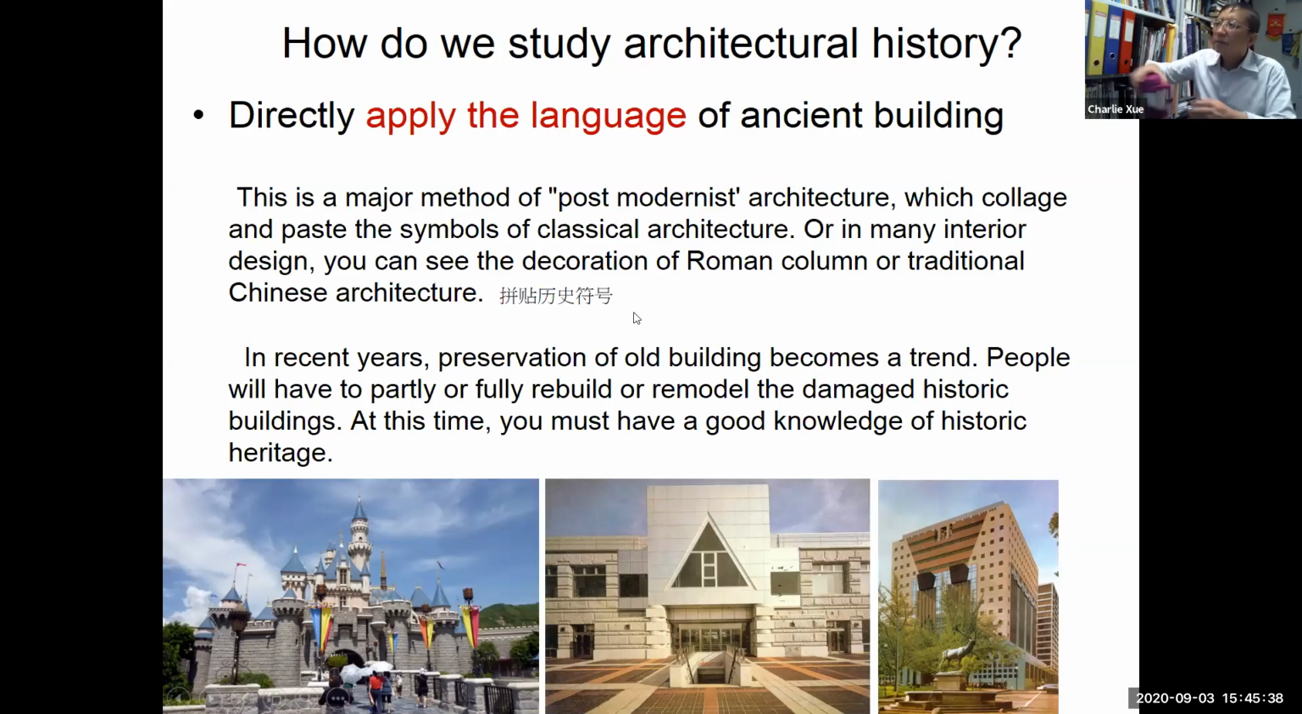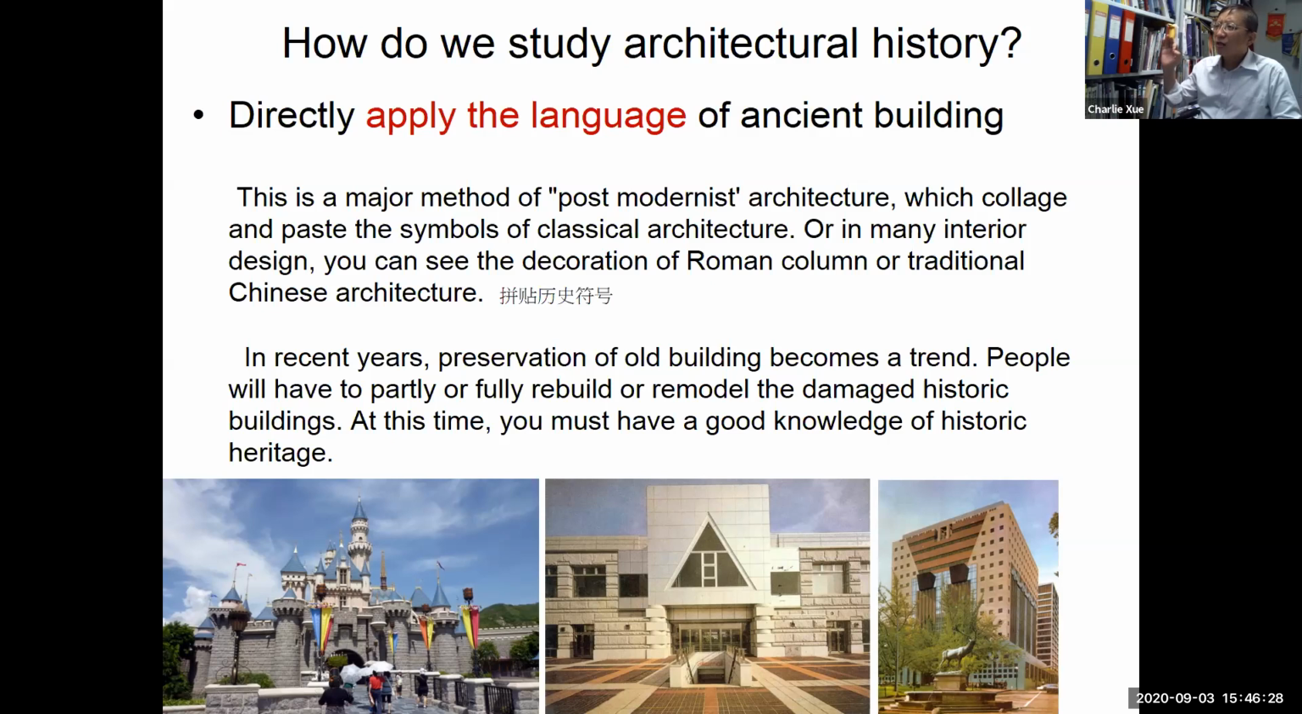Some architects use historical symbols to build their new buildings. This is Disneyland. Of course, Disneyland uses the castle, the symbol of European architecture, castle, main streets. And that is a Japanese architect's design, and he used some symbols to say, okay, this is an Italian square. That is postmodernism.